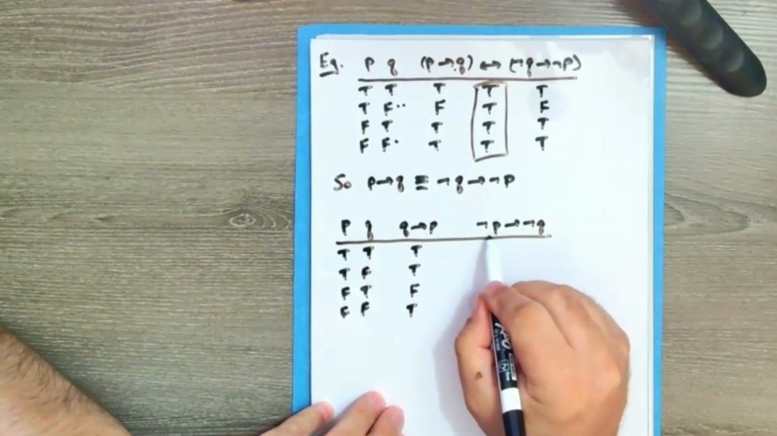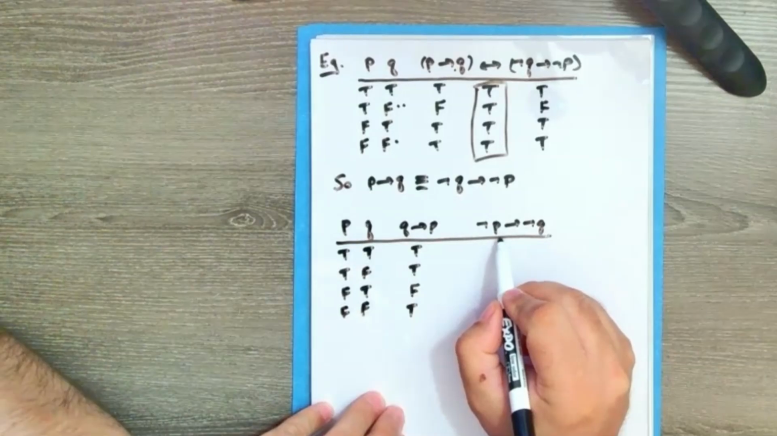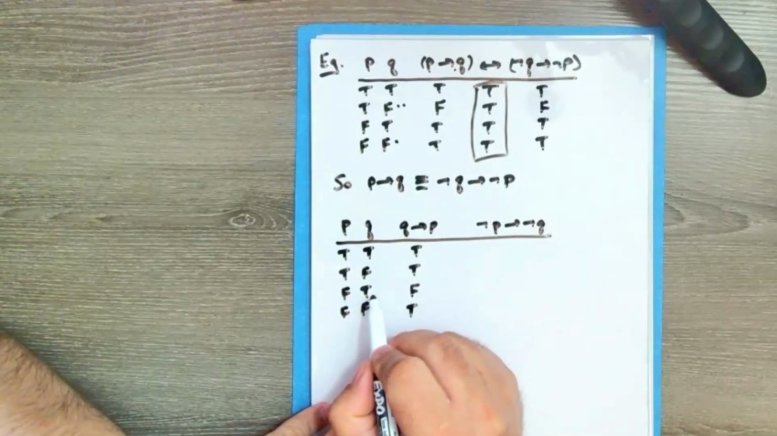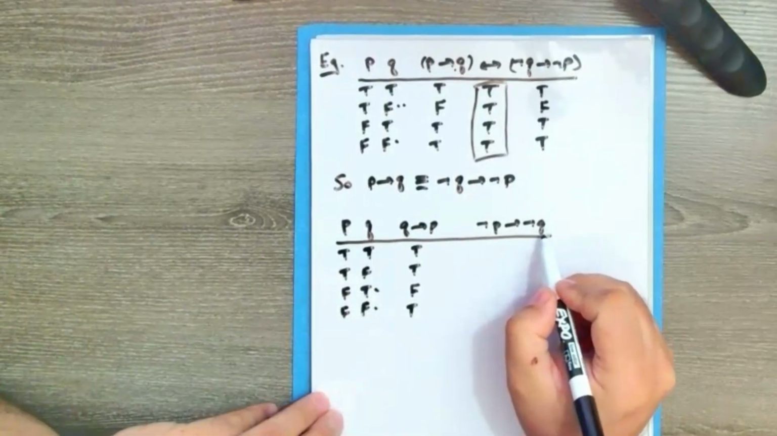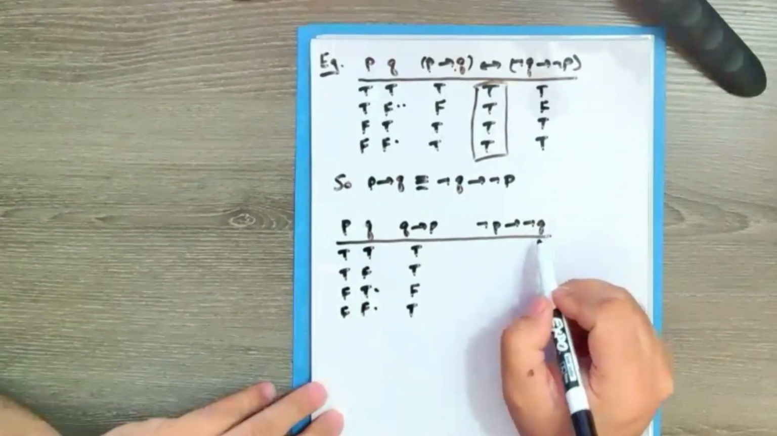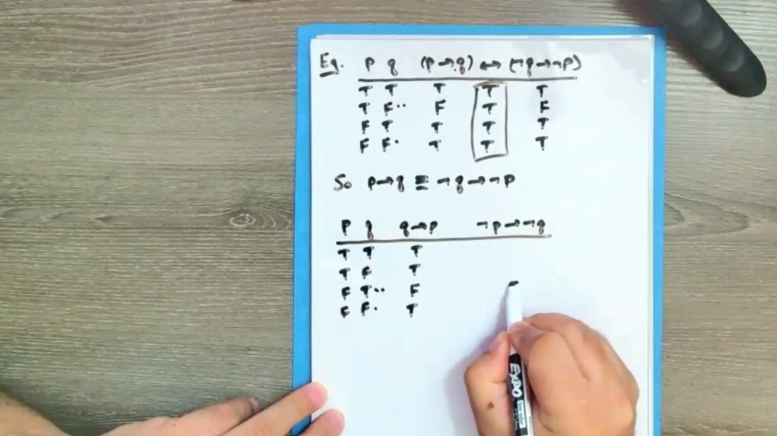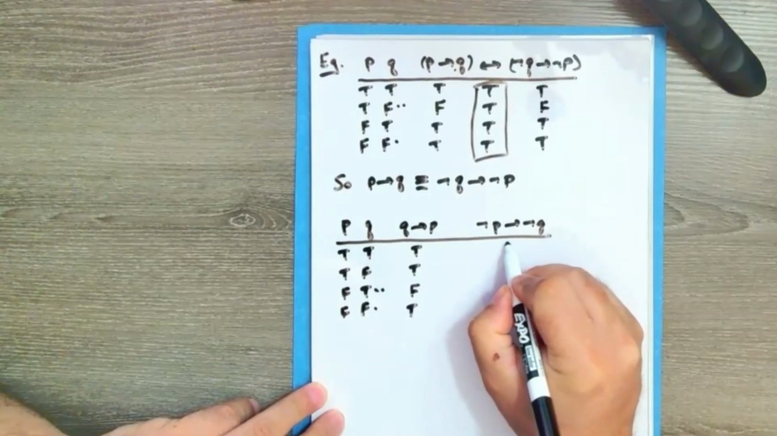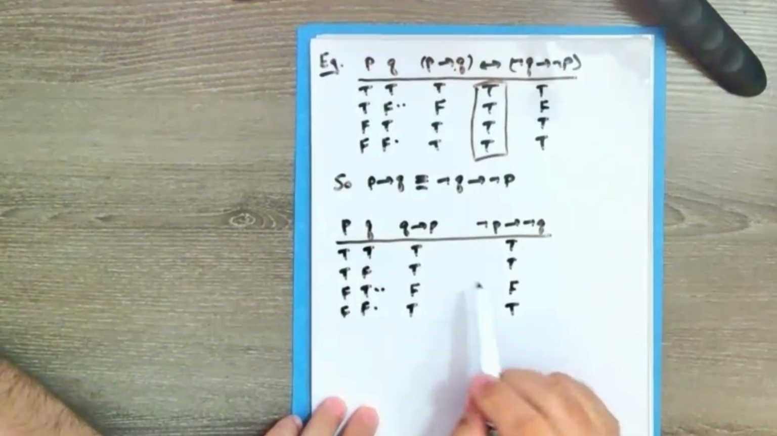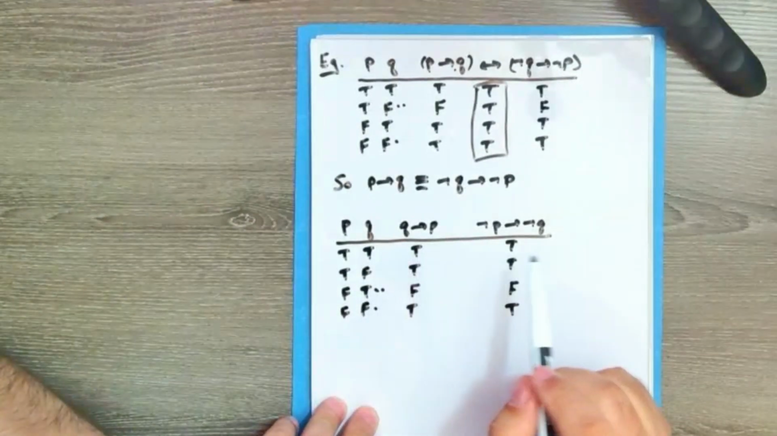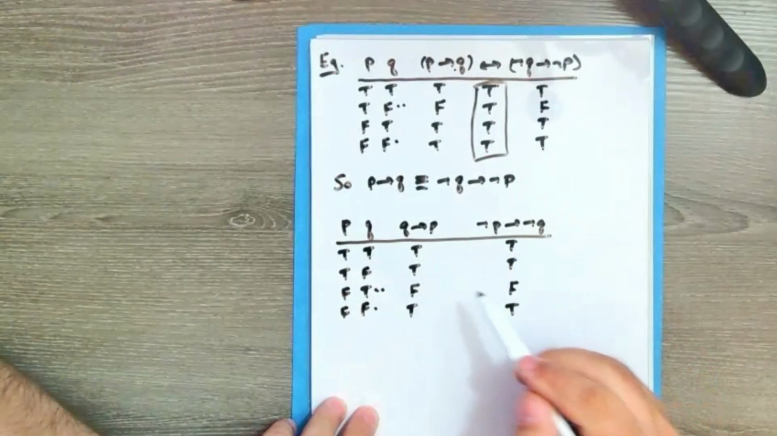So in the implication not P implies not Q, we need the case where not P is true, and so this is a case where P is false, and not Q is false, which is a case where Q is true, which is this case. And in this case, this implication is false, and in all other cases, it is true. So again, we see that the converse and the inverse have the same truth table.